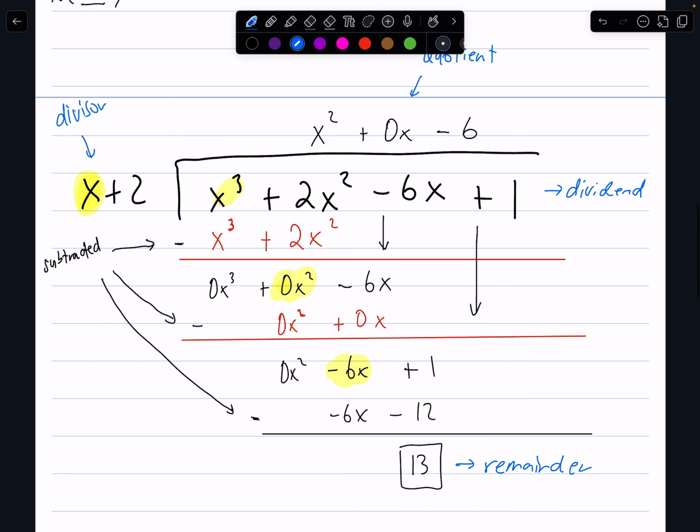Notice how I try to keep everything as in line as possible. Okay, so all my x cubed terms are in line.